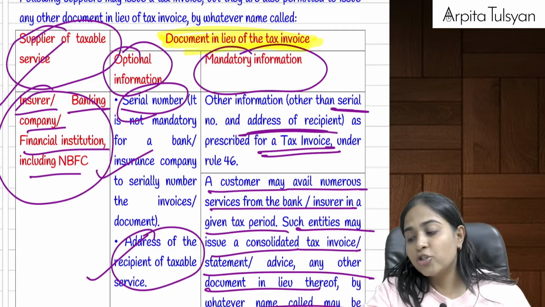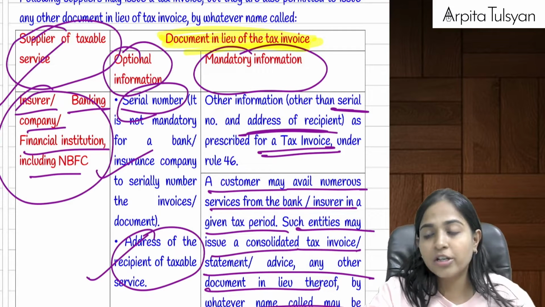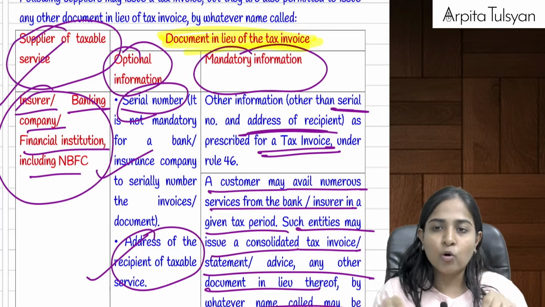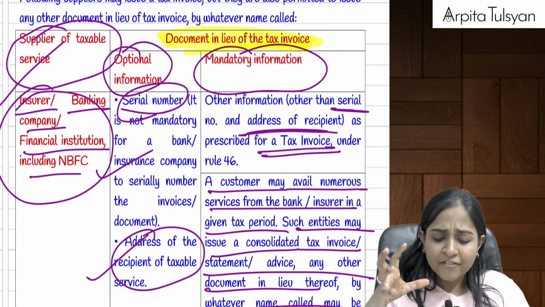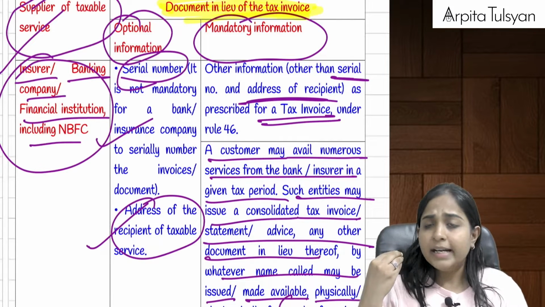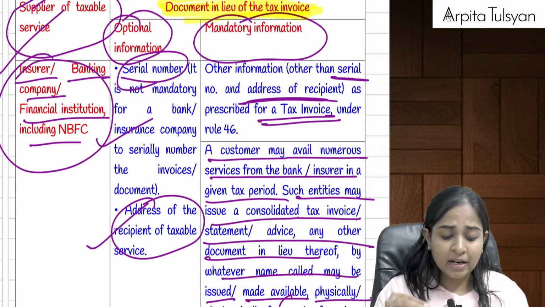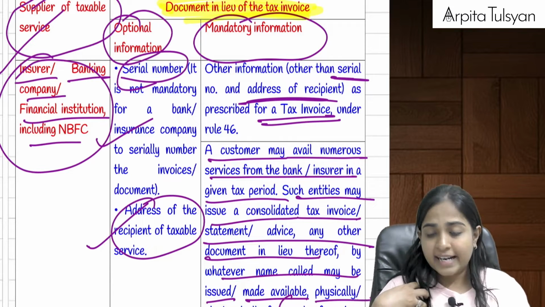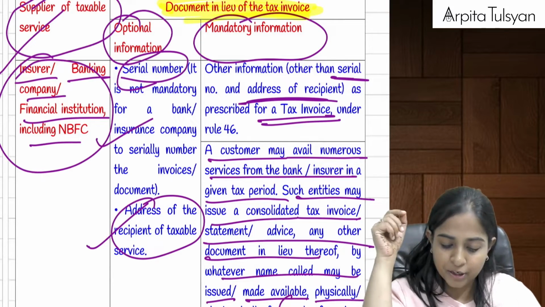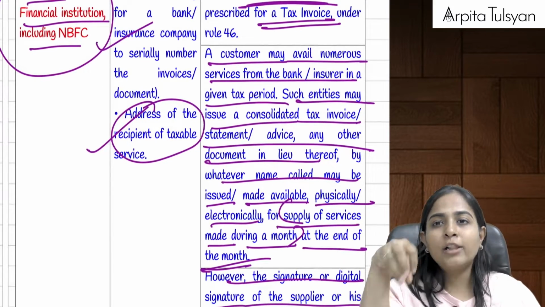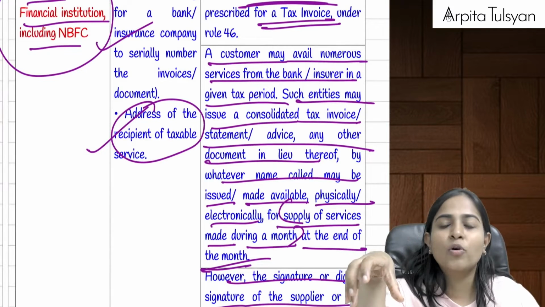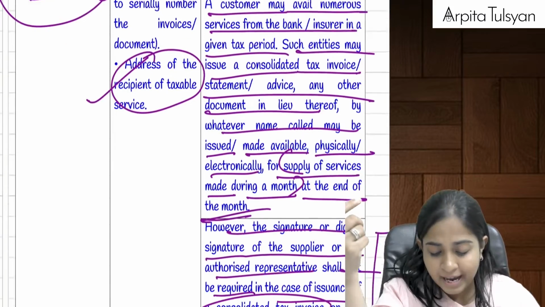For example, insurance companies, banking companies, and financial institutions, including NBFCs, can issue any document in lieu of the tax invoice, which should have some mandatory information. It is not mandatory for them to have the serial number and address of the recipient, but other details of a tax invoice must be presented in that document. And for all the supplies done during a month, the bank, insurance company, etc., can issue me a consolidated statement at the end of every month.